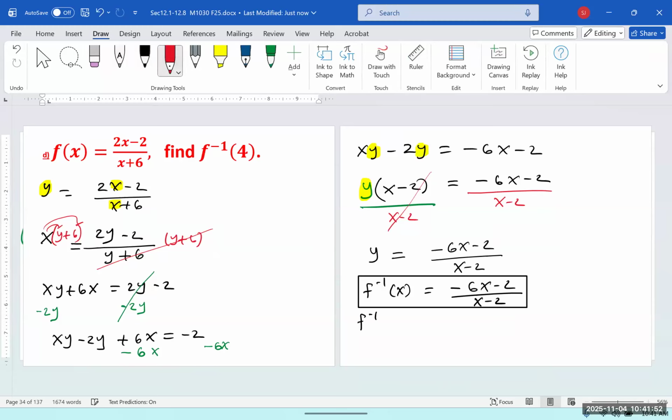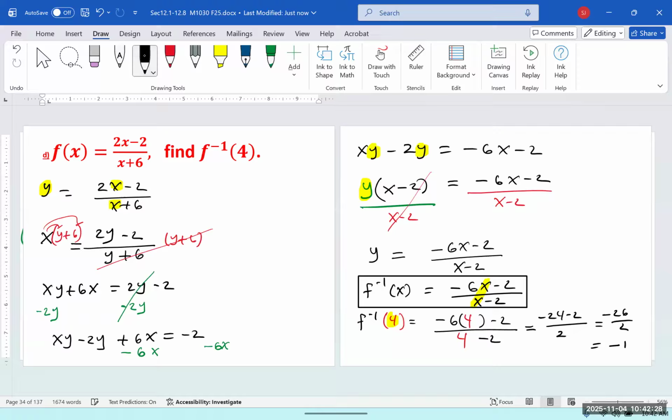The f inverse of 4 means -6 times 4 minus 2, divided by 4 minus 2. So you're replacing all the x with 4, and then simplify. What do you have in the numerator? -24 minus 2, divided by 2. And what is -24 minus 2? -26 over 2, which is -13.